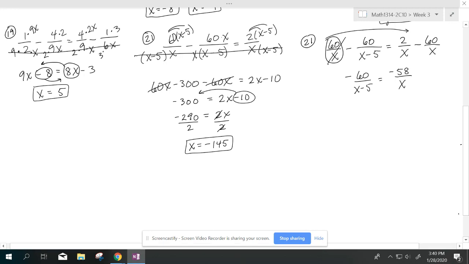And did y'all notice both of those fractions are negative? And I don't like that. So I'm just going to make them both plus. Is that legal? Whatever I do to one side, if I change the sign on one side, change the sign on the other. That's legal. And then I'm going to cross multiply. 60 times x, 60x. 58 times x minus 5. And that's going to have to distribute.